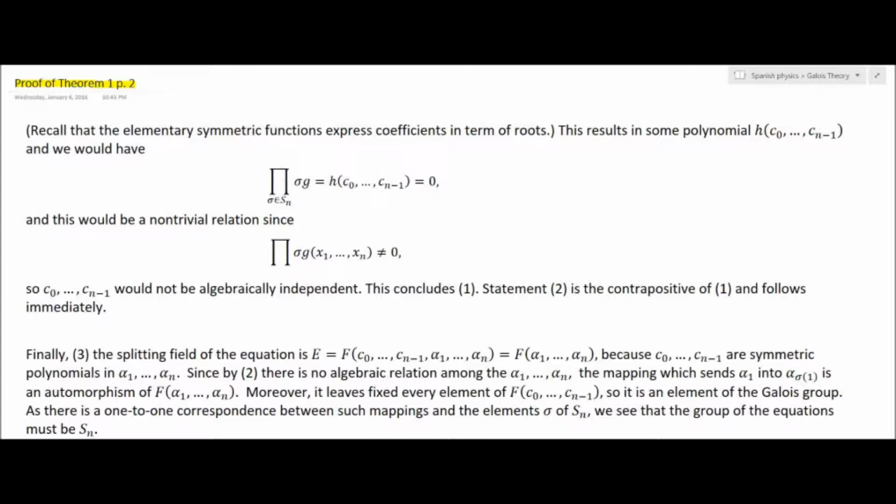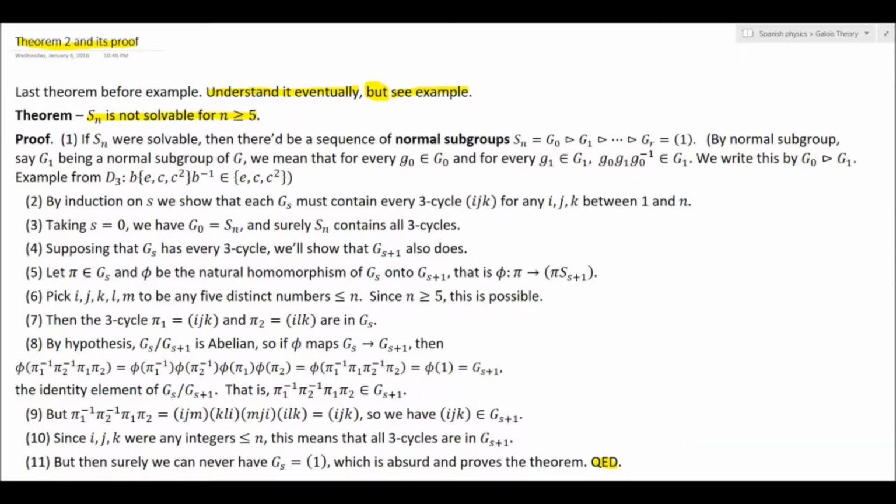Finally, we get to the second proof, and again, same thing applies. Understand it eventually, but please see the example first. And this is just going back to the group Sn, which doesn't care about the existence of polynomials, which is a symbol swapping group. If n is 5 or greater, then Sn is not solvable. Go back and review the definition of what a solvable group is. And the proof is right here.